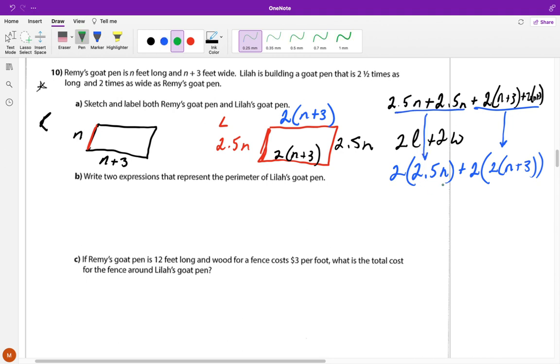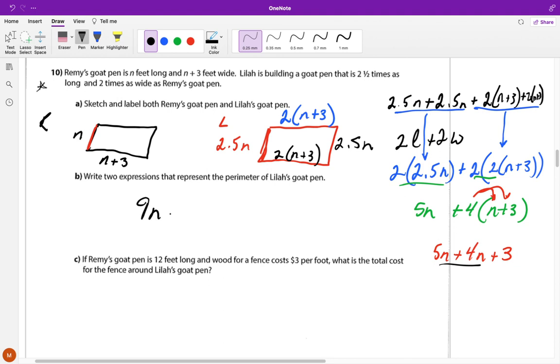Then I'm going to go ahead and start simplifying. So 2 times 2.5n is 5n. Well, 2 times 2 is 4. So now I have plus 4 times n plus 3. But I can keep going because I can now distribute this 4. So it's 5n plus 4n plus 3. And I can keep going even more because I still have like terms and can add them together. So 9n plus 3. So when it says write two expressions, I'm sorry. Hopefully you guys were screaming at the computer when I was making this mistake here. But 4 times 3 is not 3. It is 12. And it's 9n plus 12.